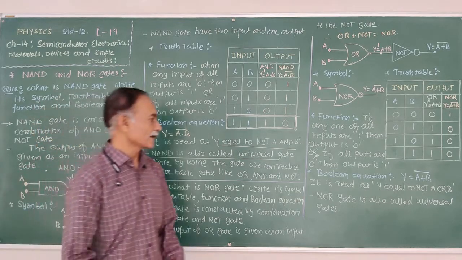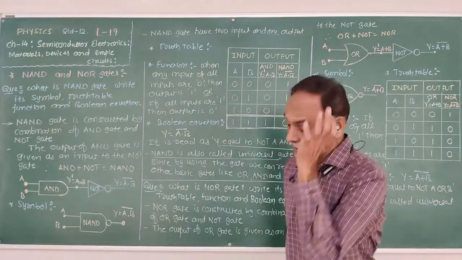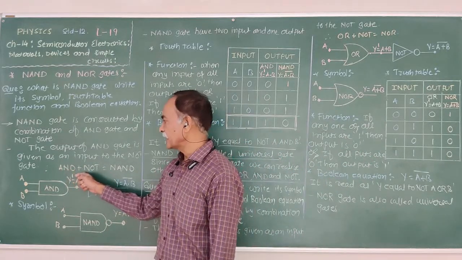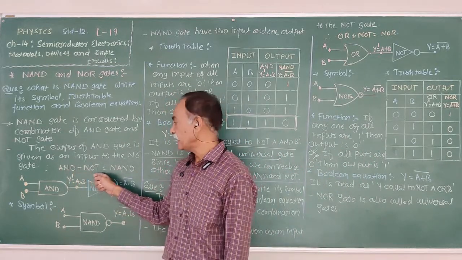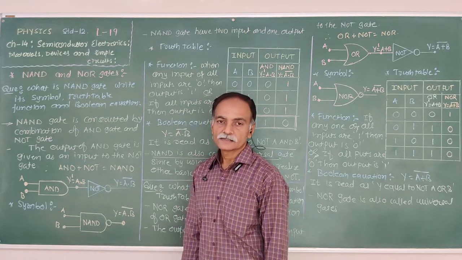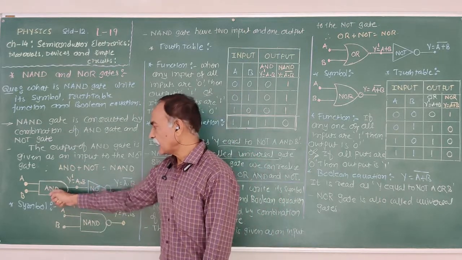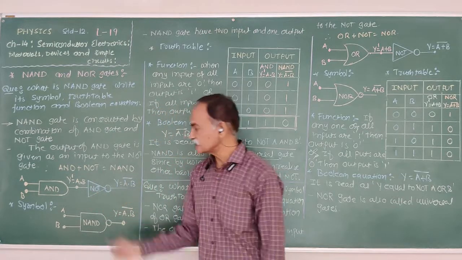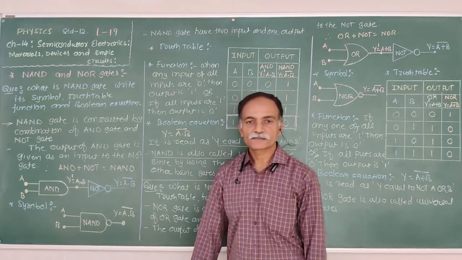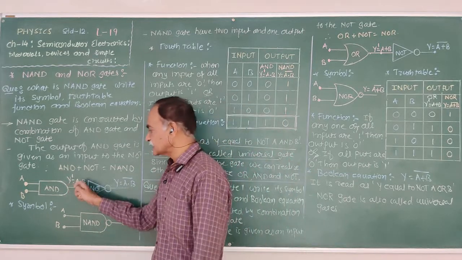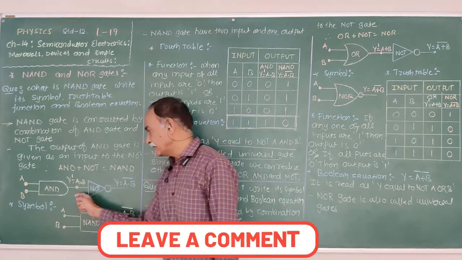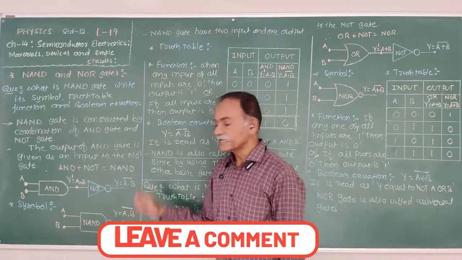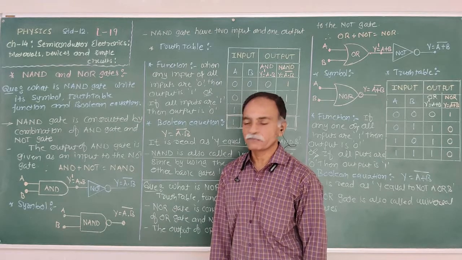Clear this? Okay. Now in the NAND gate, there is a combination of AND plus NOT. The output of the AND gate is given as the input of a NOT gate. This combination acts as a NAND gate. The Boolean equation of the AND gate is y' = a dot b, that is inverted by the NOT gate. Therefore, the Boolean equation for the NAND gate is y = (a dot b) bar.